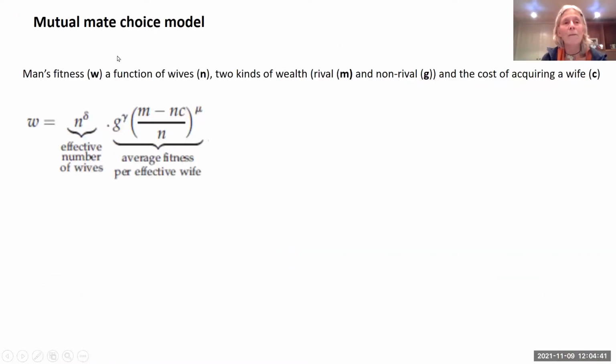So first of all, the model: we look at men's fitness, W, as a function of the number of their wives, and then two different kinds of wealth, rival wealth and non-rival wealth, and then of course the cost of acquiring the wealth. So effectively you see here, this is the number of wives, and then the fitness that the male gets is a function of his non-rival wealth, and then his rival wealth, which of course is affected by how many wives he has and the cost of acquiring those wives.